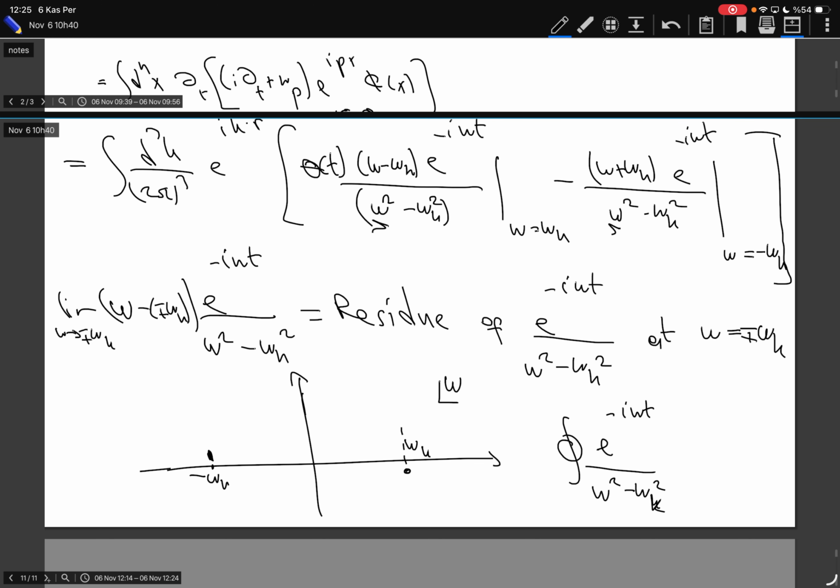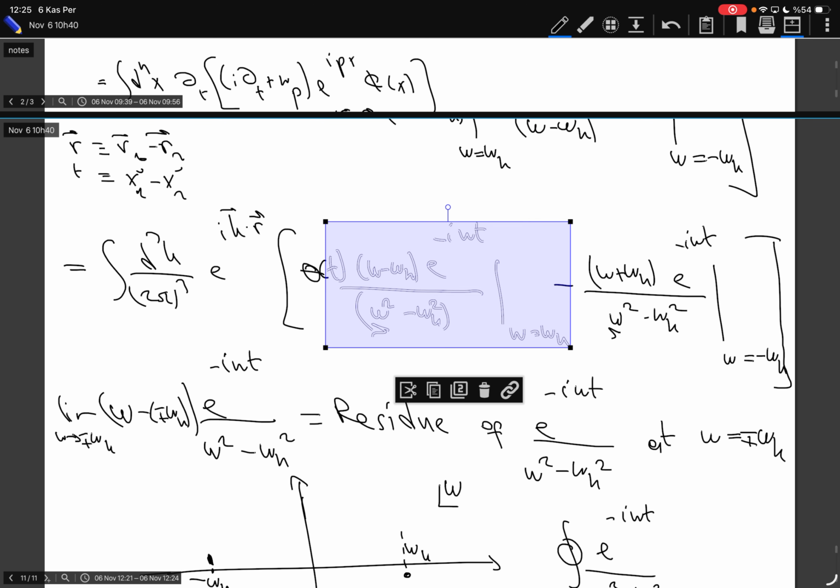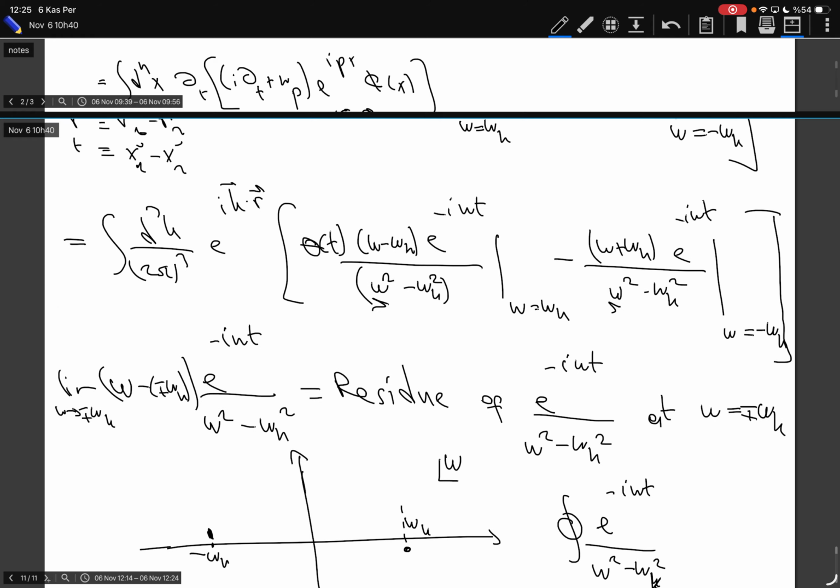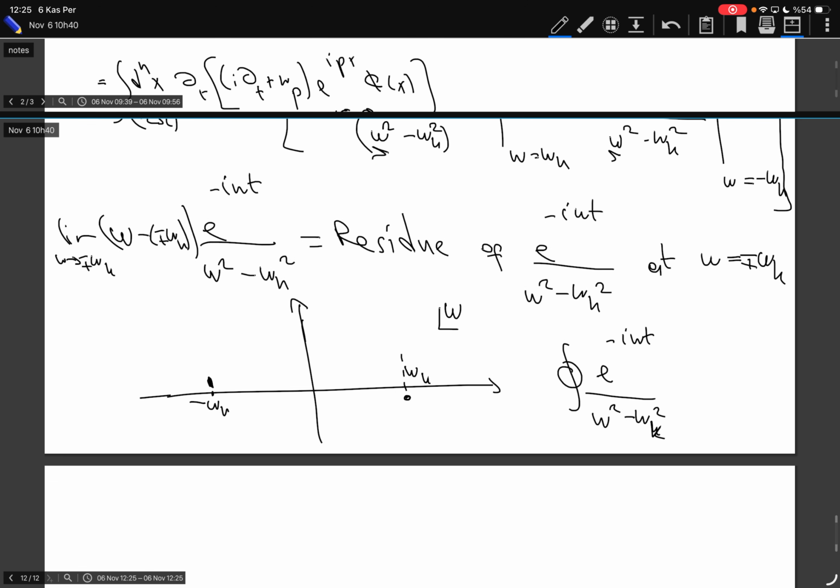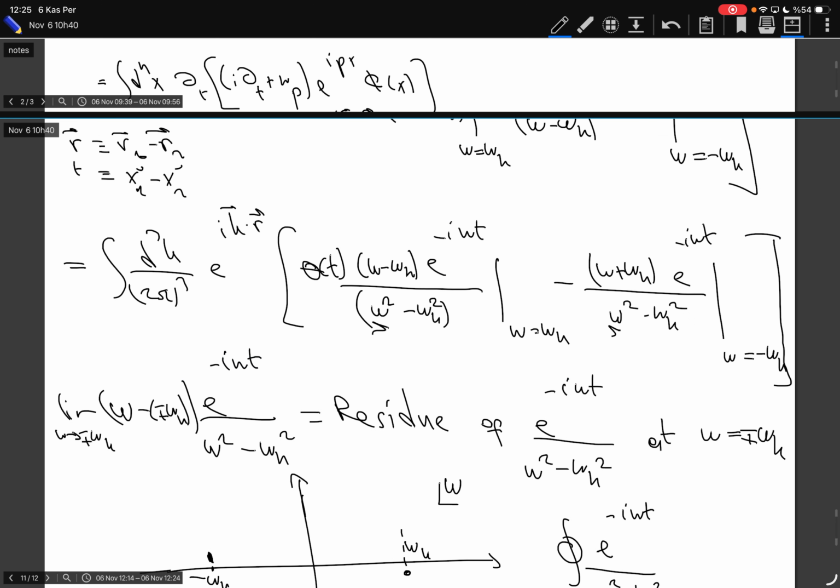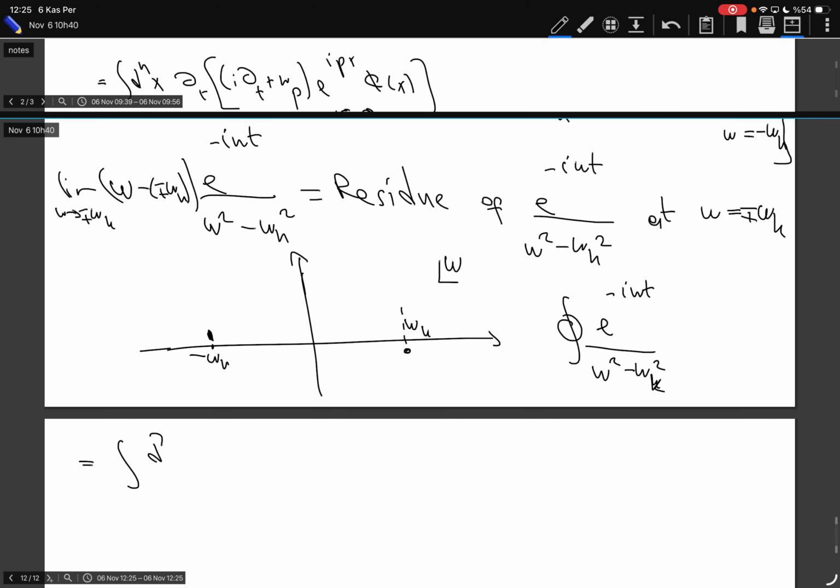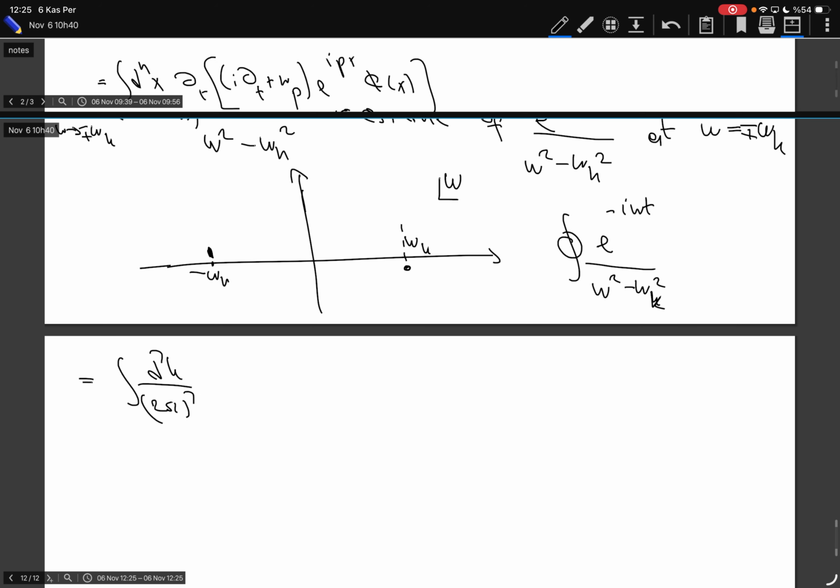I contain the residue at omega k. This is the residue at omega k. If t is negative, I should close the contour from the upper complex plane. So I contain the residue at minus omega k, so it is this one. This is the residue at minus omega k. So this is what I can do now. This was the integral I'm trying to evaluate. That is d cubed k divided by 2 pi cubed, and I have e to the power i k dot r.